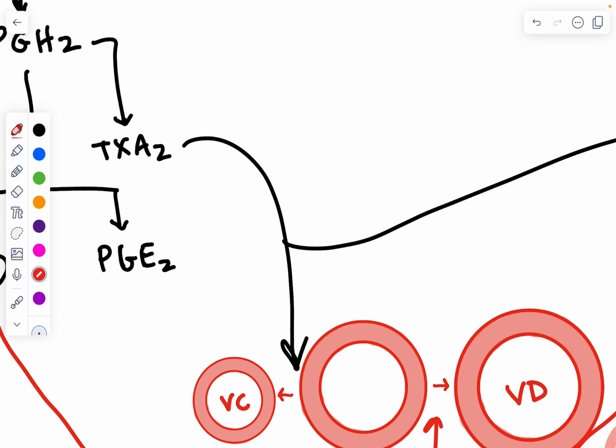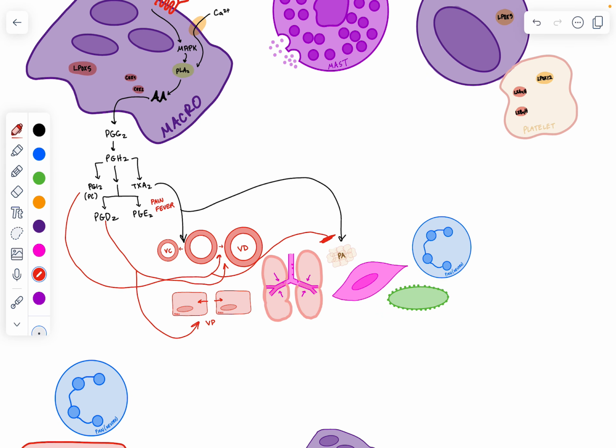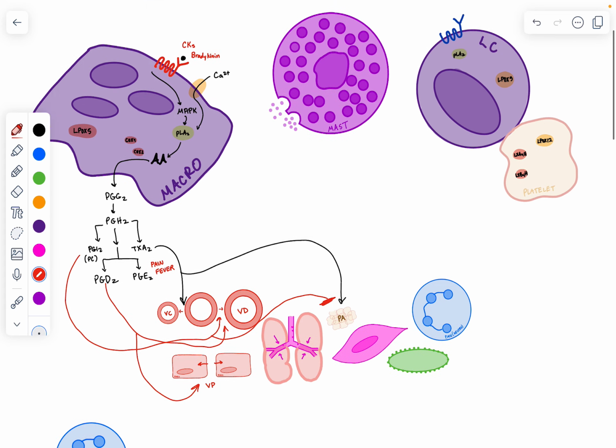Prostaglandin E2 is the main mediator of pain and fever, and obviously fever is one of the main ways the body fights against infection. So this is part of the innate immune system. It's part of making an environment inhospitable for pathogens. So this is an overview of the cyclooxygenase pathway.